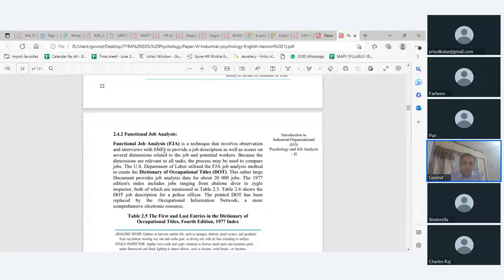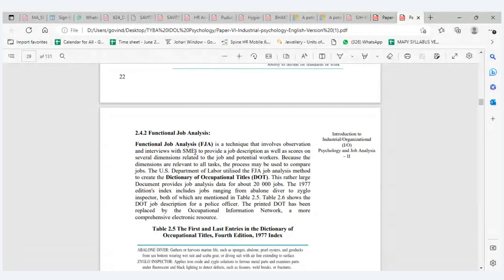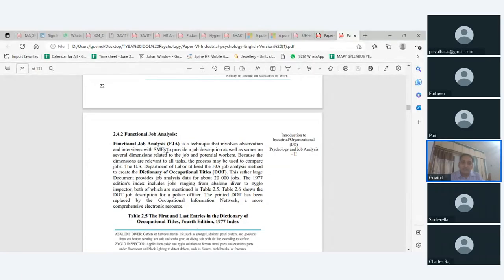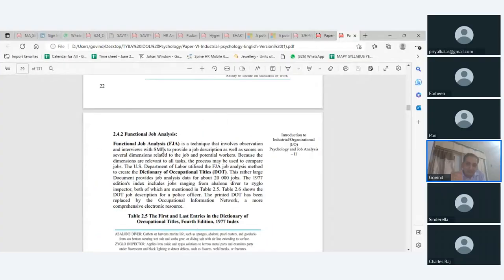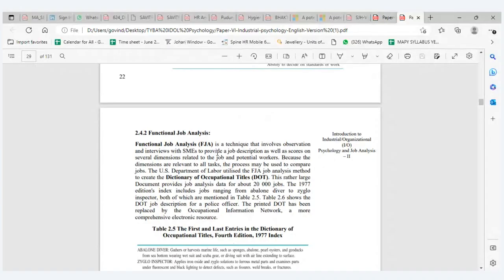But a person like me, when you use the word SME, in my day-to-day work I use the word SME for small and medium enterprise. So that's the problem with the book. But you should remember, functional job analysis involves observation and interviews with the SMEs. Instead of using the word SMEs, you can use the person doing the job, or the person whose job analysis we are doing. Got it? Any doubt on this?